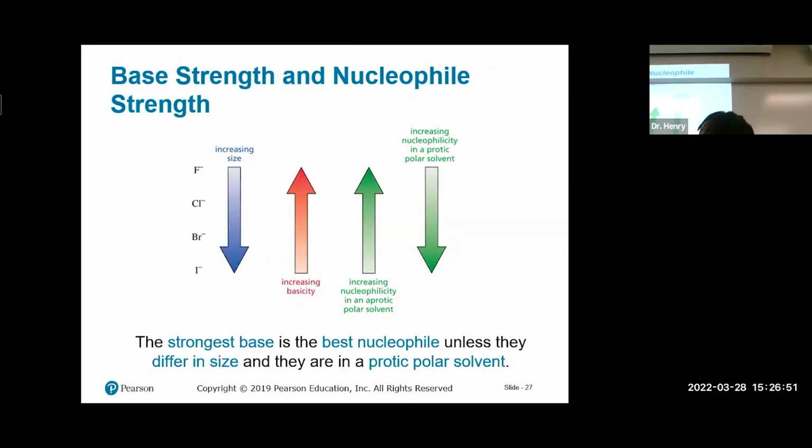Okay, so as we go down the periodic table and we look at the ions, the fluoride ion, the chloride ion, the bromide ion, the iodide ion, as it increases in size, what do we expect about the basicity? Do we expect it to increase or decrease? Okay, so it's going to increase.